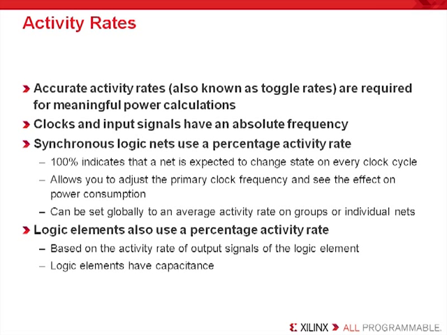Well, as I mentioned earlier, activity rates are important for making your estimate as accurate as possible, and are also the toughest for you to estimate on your own. You'll have to estimate your own activity rates for each element in your design. This may seem difficult, but you can assign a default activity rate, which is what most people do. But the more time you spend estimating the activity rates, especially for your high power consuming components, the more accurate your estimate will be. While clocks and inputs have an absolute frequency associated with them, synchronous nets and logic will need an activity rate associated with them as well.